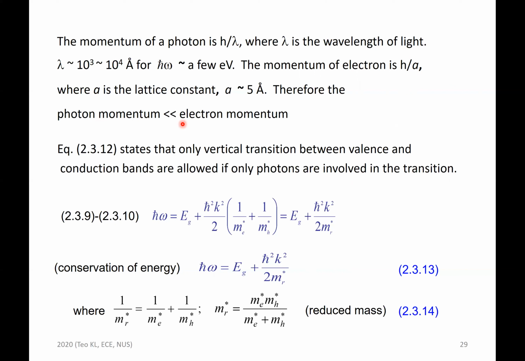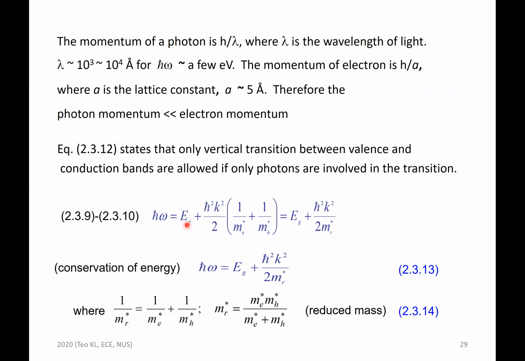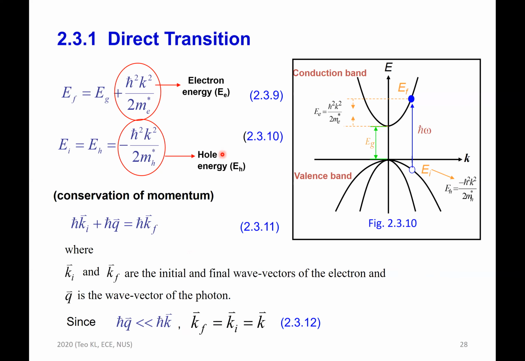Equation 2.3.12, which is this equation, where Kf equals Ki equals K, basically states that only a vertical transition between the valence band and the conduction band is allowed if only photons are involved in the transition. So this is a vertical transition and it's the same K value. So initial K equals the final K.